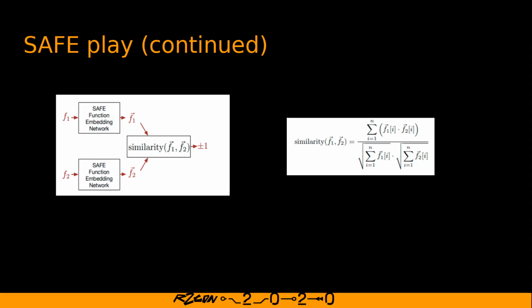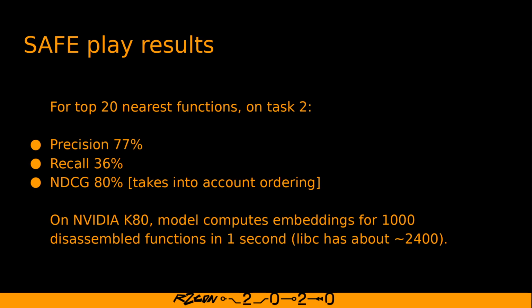Another illustration shows you what cosine similarity actually is, and then for two functions illustrates that you can compute the similarity between them and use that as a way of comparing them and finding matches. And so for top 20 nearest functions on task 2, which is function search, precision was 77%, recall was 36%, and increased as you increase the number of results, of course.